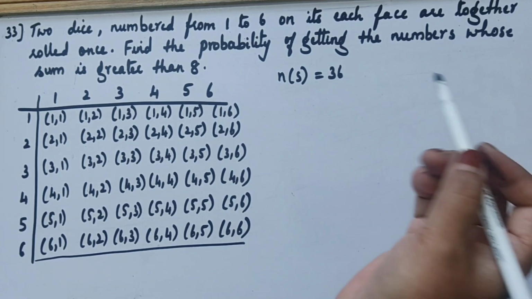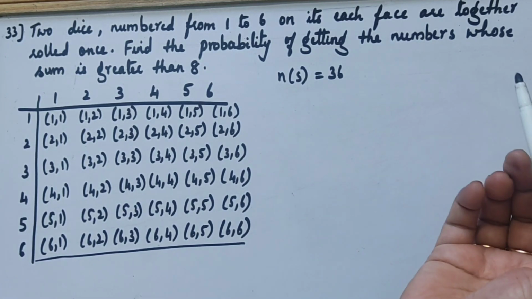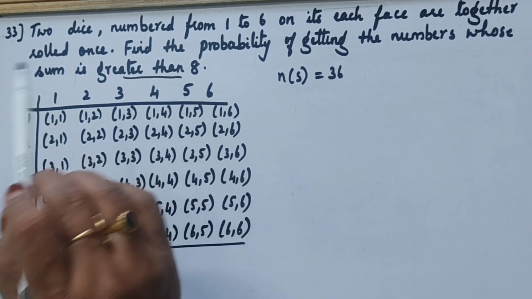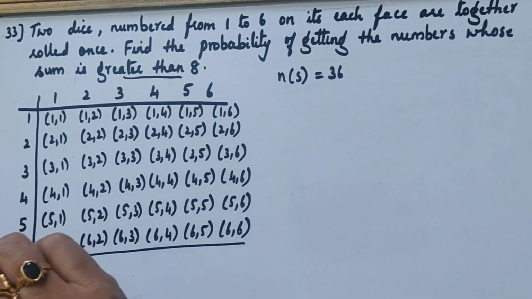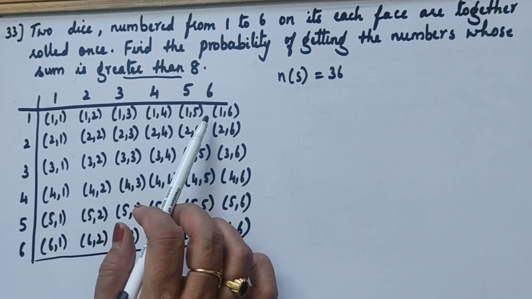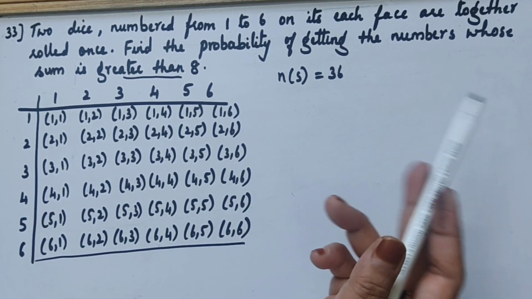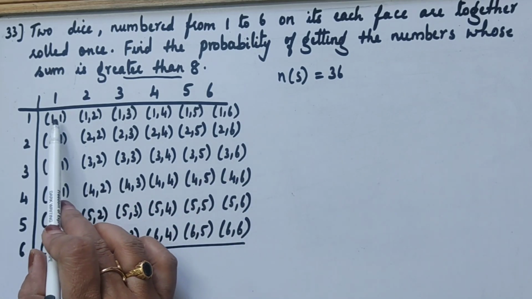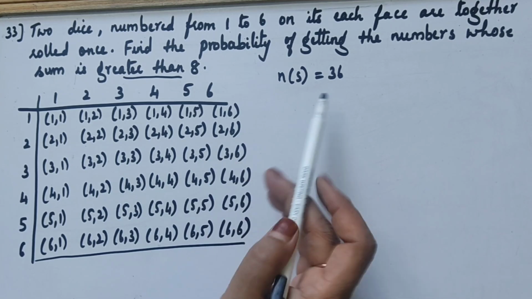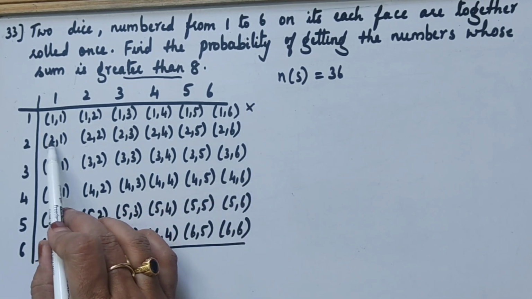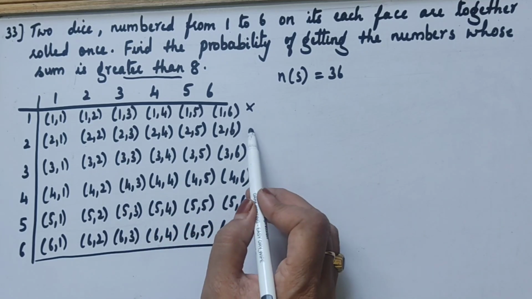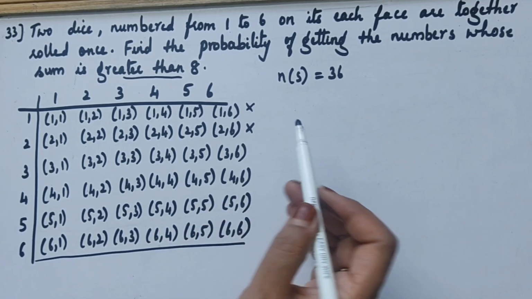Okay. Now what is the condition? What is a favorable outcome here? Favorable outcome is the sum is greater than 8. Let us check. So do we get here more than 8? More than 8 will be 9, 10, 11 like that. So this is 1 plus 1, 2, 3, 4, 5, 6, 7. No, it is not possible. Here 2 plus 1 is 3, 4, 5, 6, 7, 8. So again we are not getting more than 8.